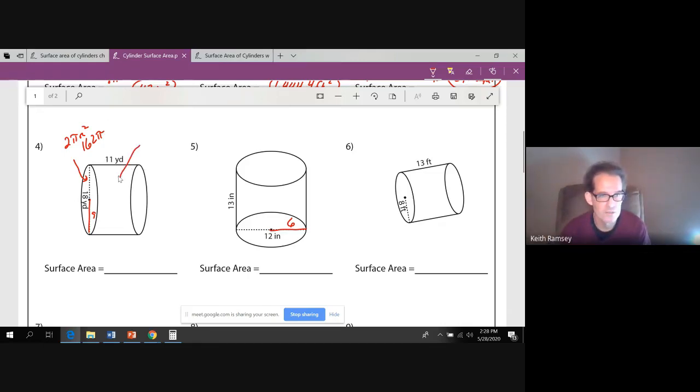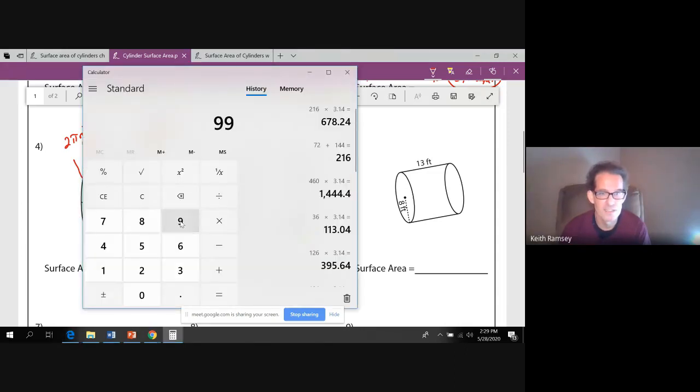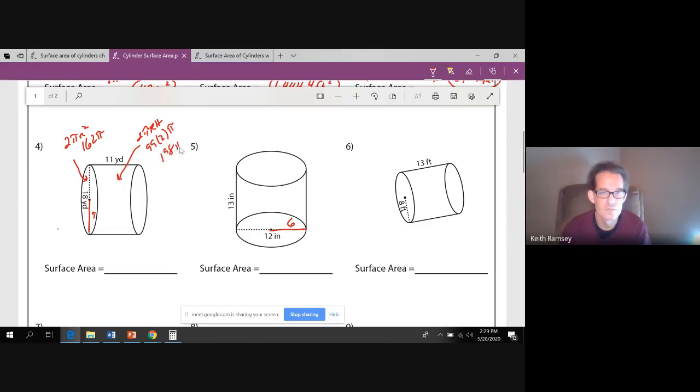And then my lateral surface, the curved part of a cylinder, is 2 times pi times the radius times the height. So if my radius is 9, 9 times a height of 11 is 99 times 2. So I have 99 times 2 times pi. So let's find out what that is. 99 times 2 is 198 times pi. And my last step is just to simplify that by adding the two. 162 pi plus 198 pi.